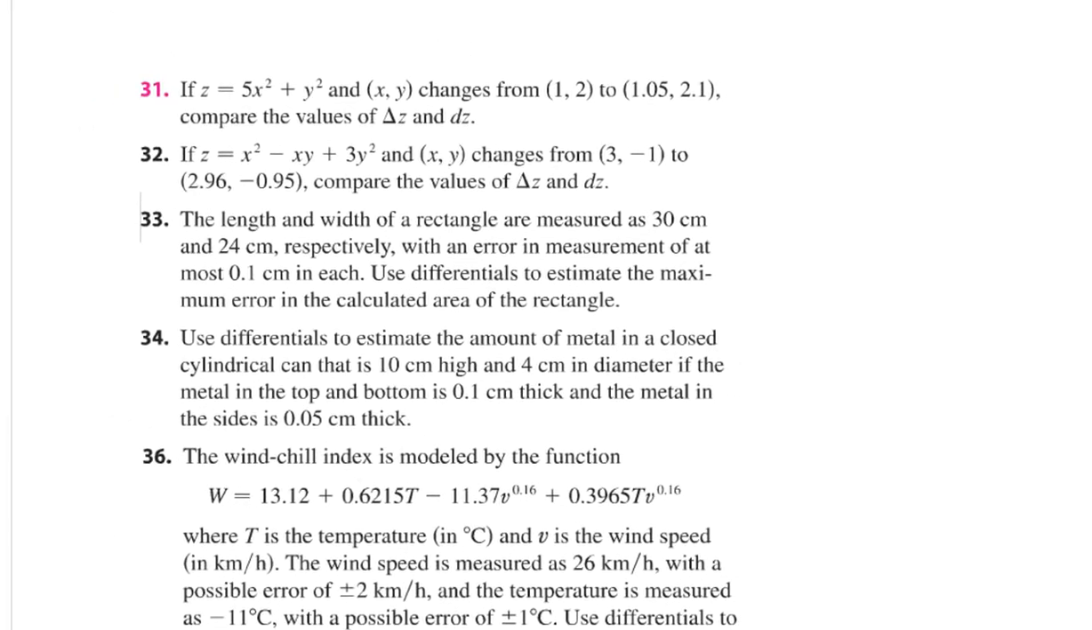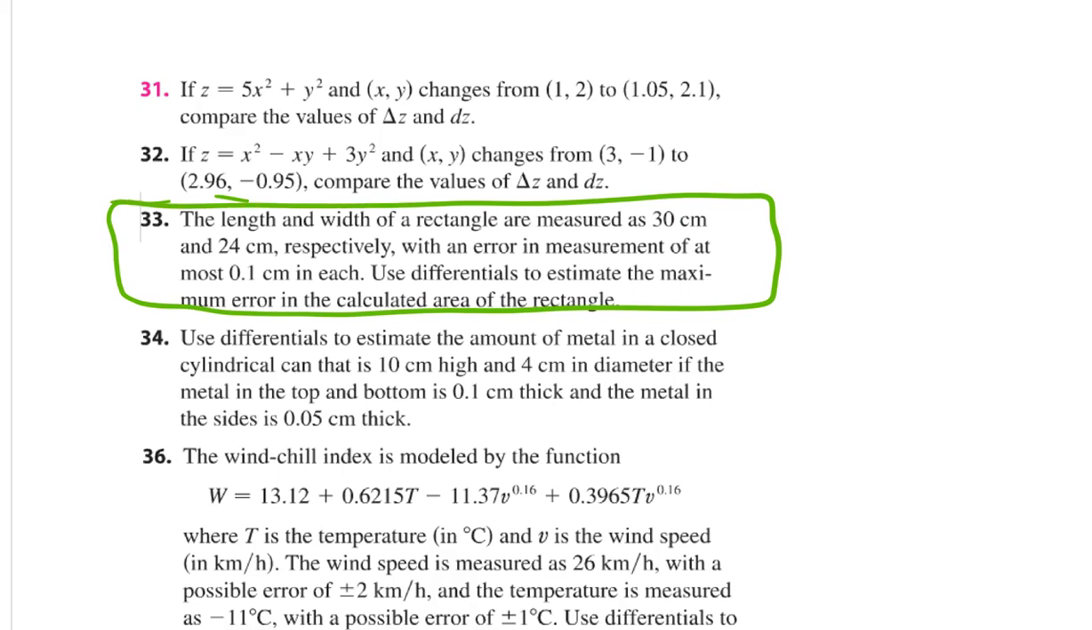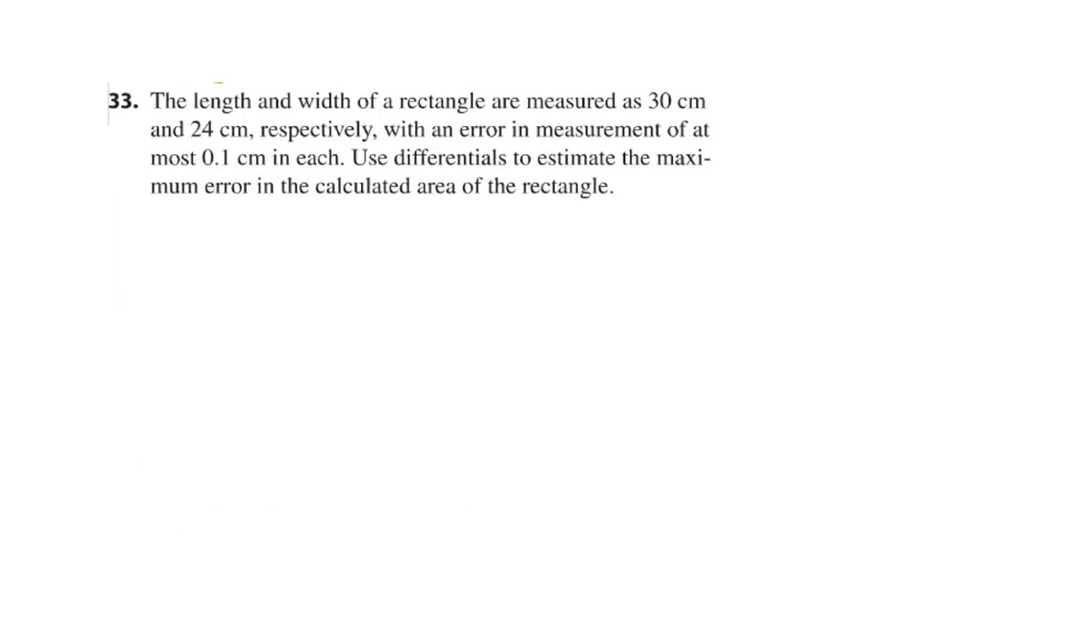All right. So let's see here. Which one of these would be good? Let me do 33. Okay, it says the length and width of a rectangle are measured as 30 and 24 centimeters respectively, with an error in measurement of at most 0.1 centimeters in each. Use differentials to estimate the maximum error in the calculated area of the rectangle.